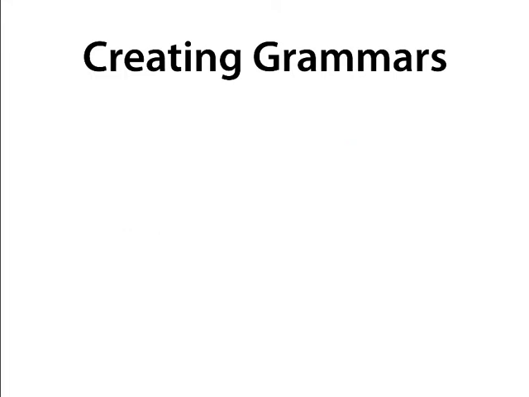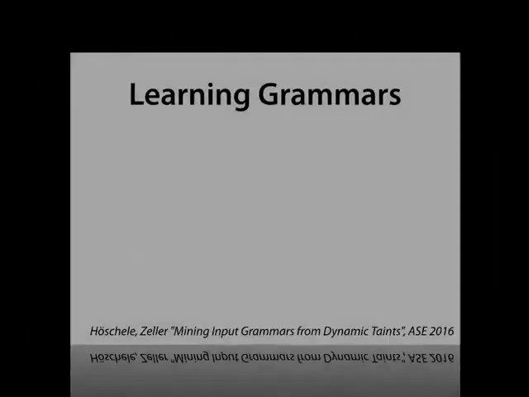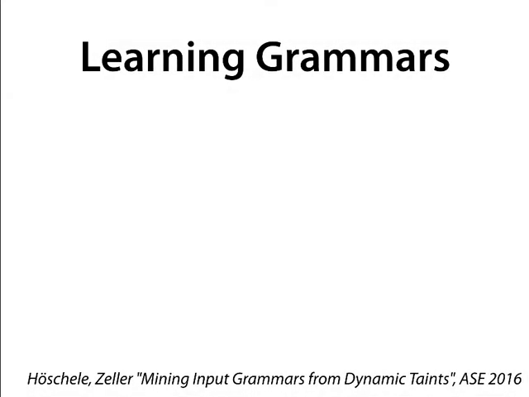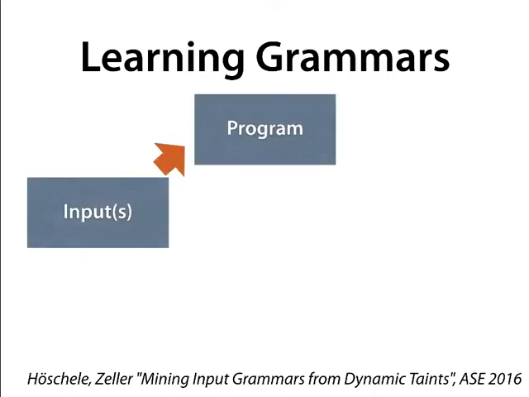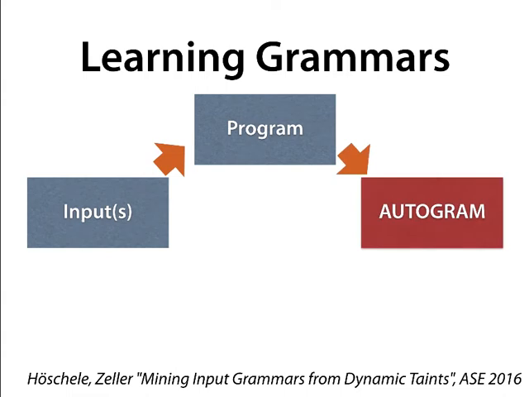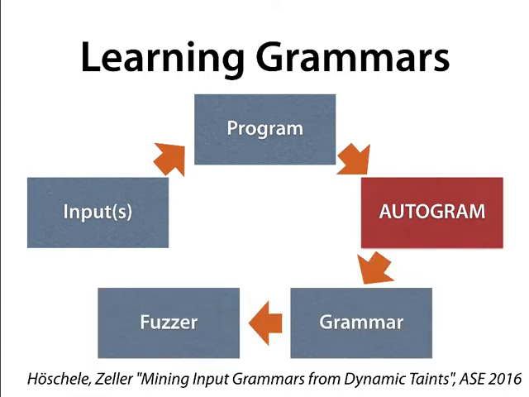The problem, however, is where do you get the grammar from? It takes a lot of time to write them. This is why we invented AUTOGRAM. We feed some legit input to a program. AUTOGRAM observes how the program processes the input and derives a grammar. This grammar can then again be used by a fuzzer to produce even more inputs.